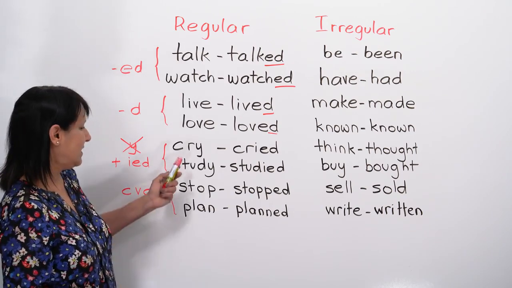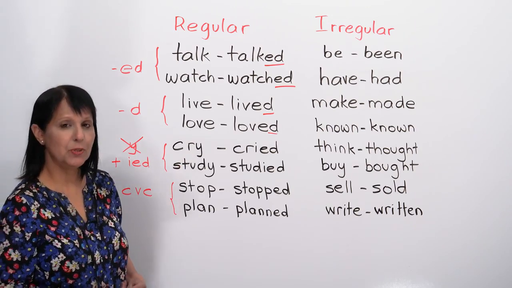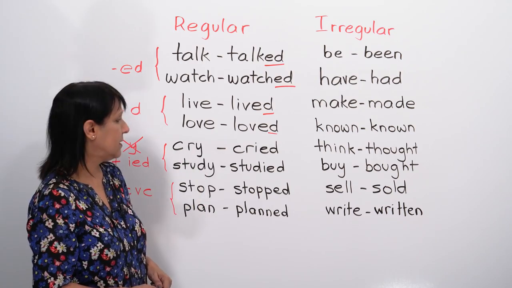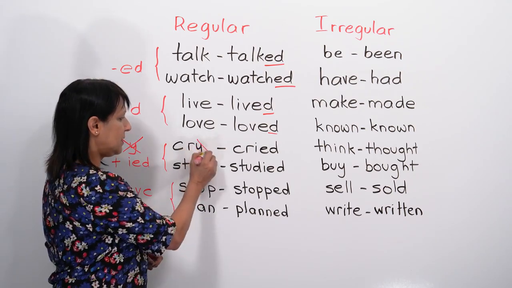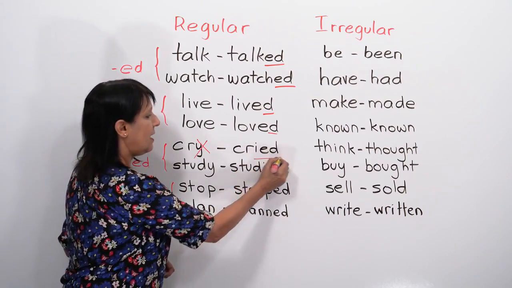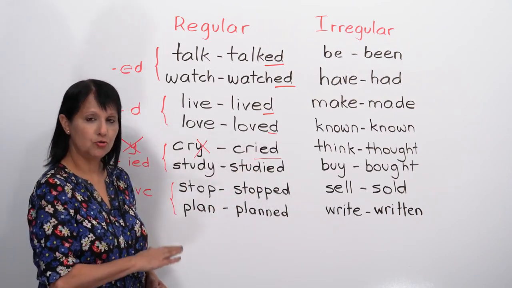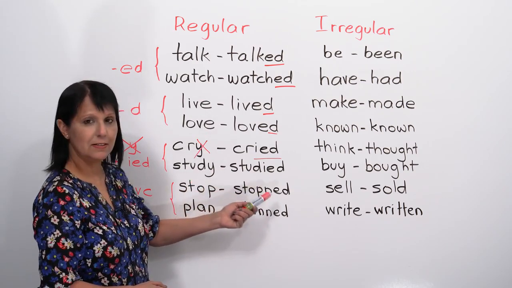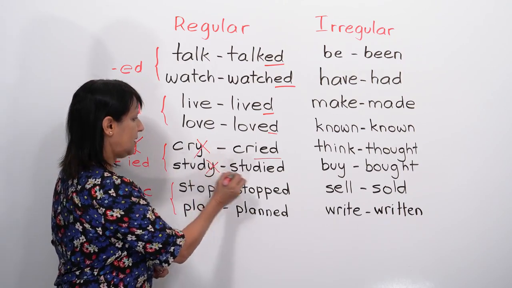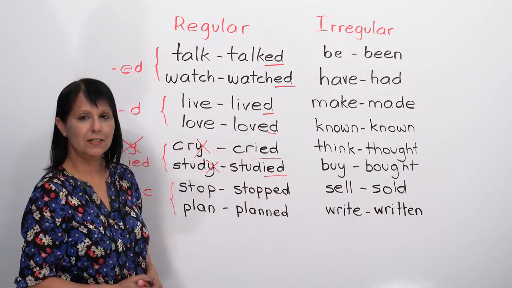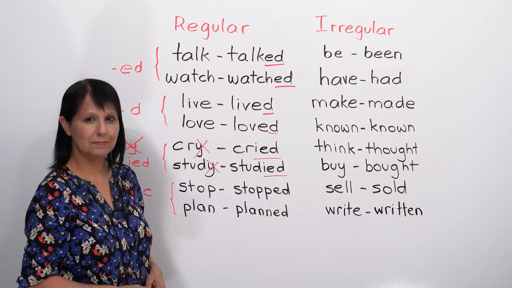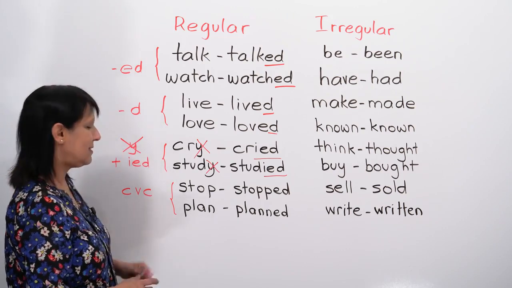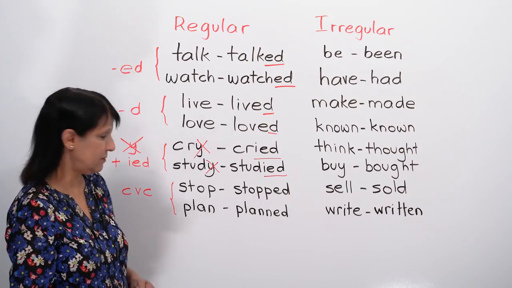Now, sometimes you have a regular verb which ends with y, and it has a consonant before. So then what happens is that we cancel this y and add ied. Cry, cried. Study, studied. Same thing here. Say them after me. Cried. Studied. Good.